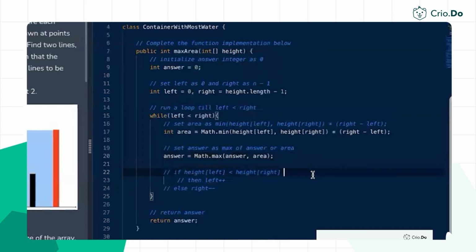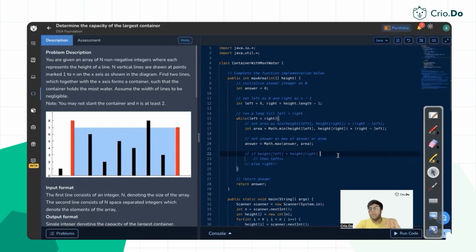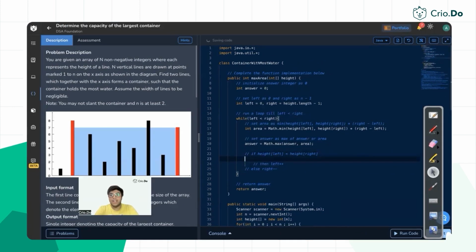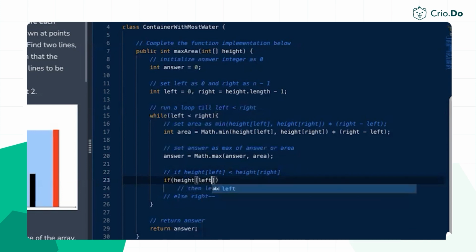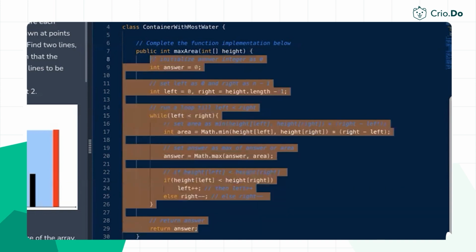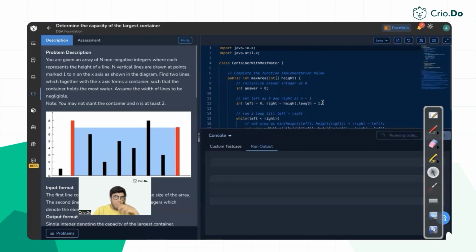After setting the area, we have to update the left pointer or the right pointer accordingly. If left height is smaller, then left should be discarded. So if height of left is smaller than height of right, we can discard the left value by making the left pointer plus plus, because the left pointer is going towards the right side. Otherwise, we have to discard the right pointer by making right pointer minus minus. The code is complete. Let's run the code and see what output we get, and then we will see if there is any corner case or not.